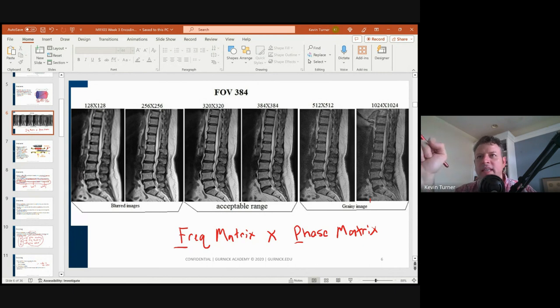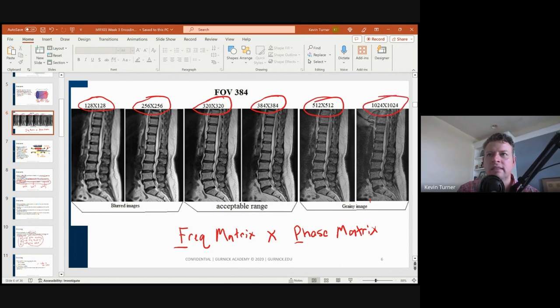So going back to this image we originally looked at, we can see the matrix values are listed at the top of each of these images. That means that this matrix was 128 pixels in the phase direction and 128 in the frequency. This one has 256 in the frequency and 256 in the phase.